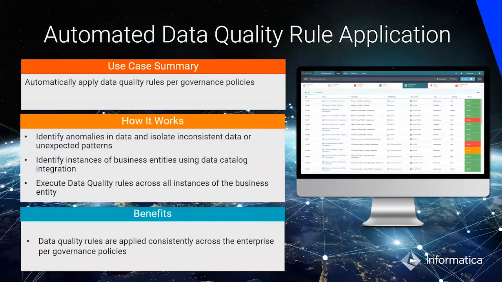A second example is automated data quality rule application. And here, the key goal is to apply the data quality rules per the governance policies that are in place for this particular organization. So here in Axon, users can create data quality rules and associate them to concepts like the customer ID concept that I was talking about earlier, but anything else, it could be credit card number or social security number.